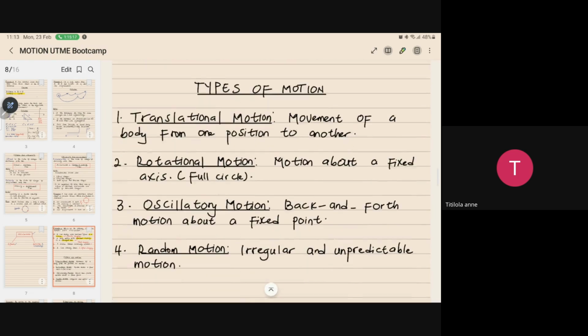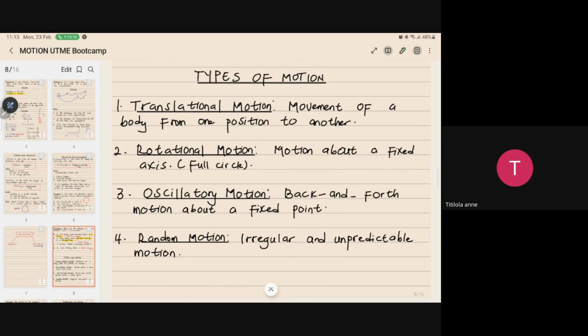So the next one is types of motion. So we can go to other things. This is definition, so just know it. So we have translational motion. Translational motion has to do with movements from one place to another. Is that not so?